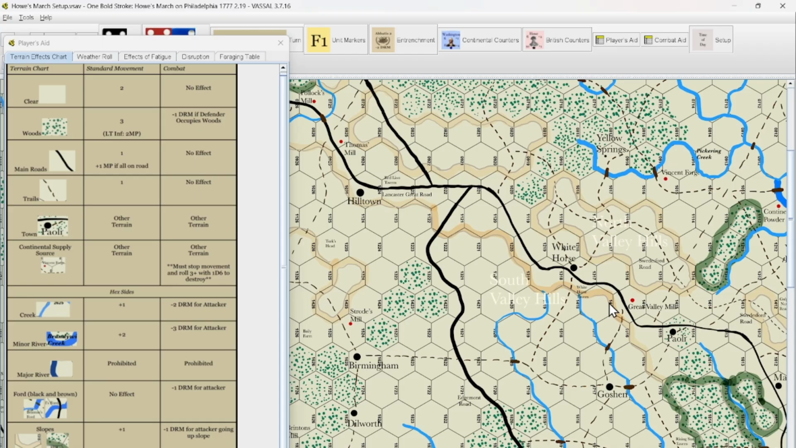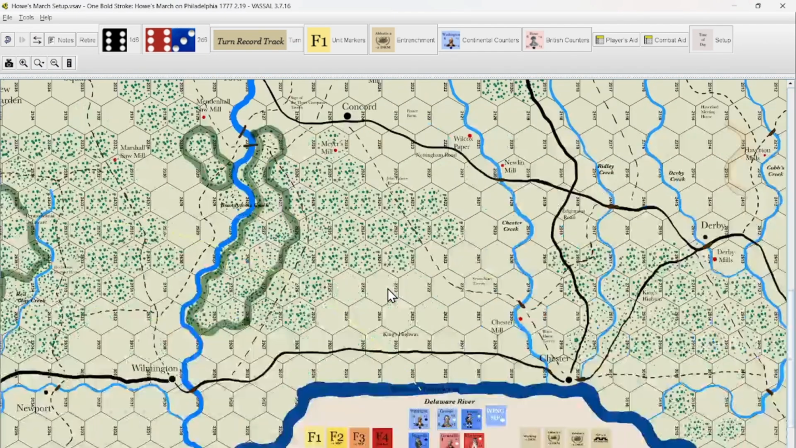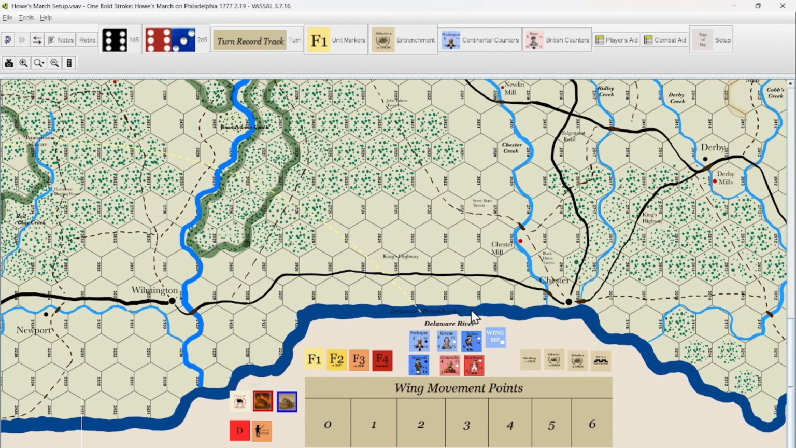So that's a quick introduction to the map. This is part 2. Part 3 of my overview of Great Marches of the American Revolution will dive into the components and then how I organize the order of battle.